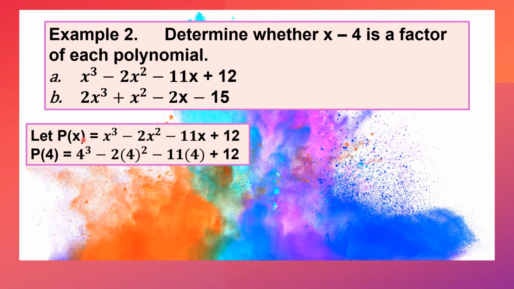So, our x now is positive 4. Where did we get 4 here? Because of x minus 4. If we equate this to 0, x now is equal to positive 4. Why?